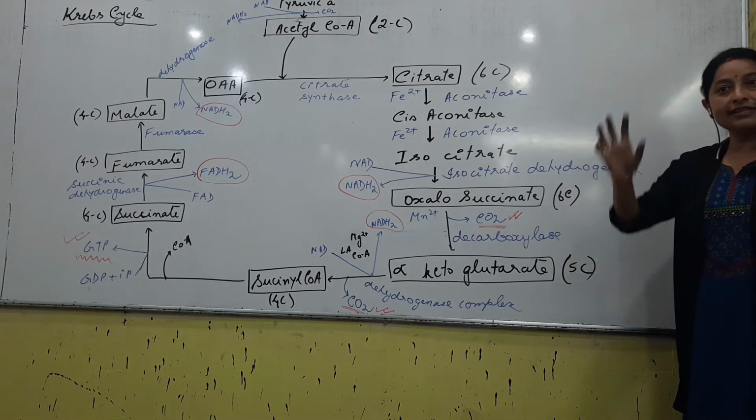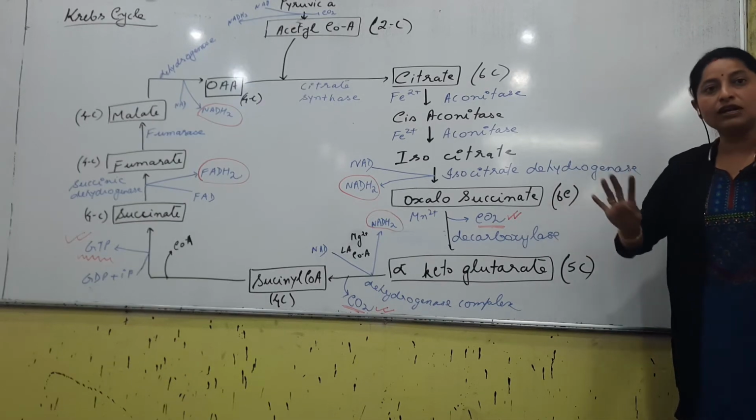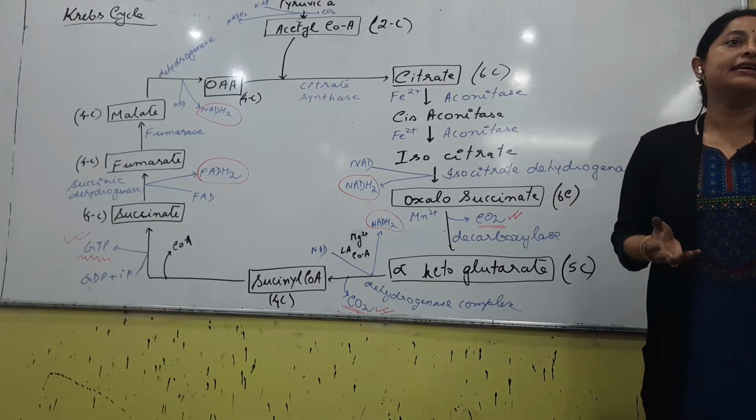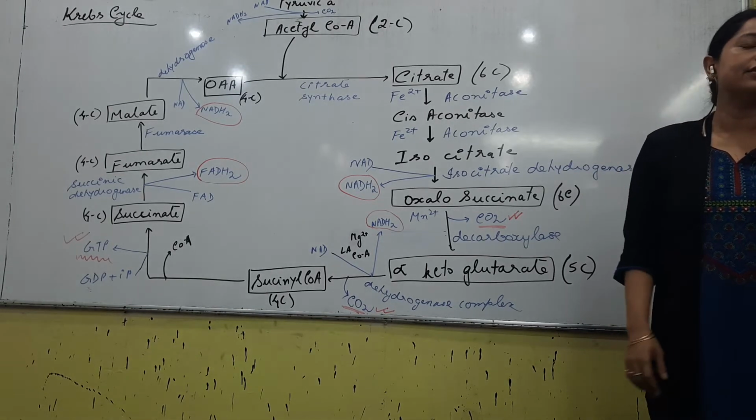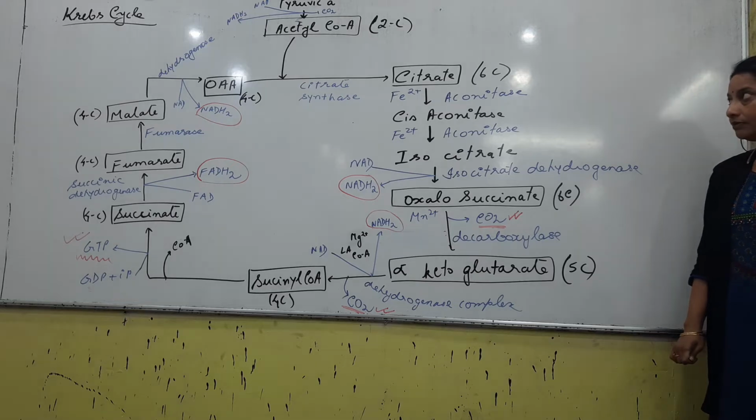So in the entire process, the maximum carbon dioxide is released in the Krebs cycle, or four carbon dioxide are evolved during the Krebs cycle. So the credit goes to the Krebs cycle as far as carbon dioxide evolution is concerned. Clear?